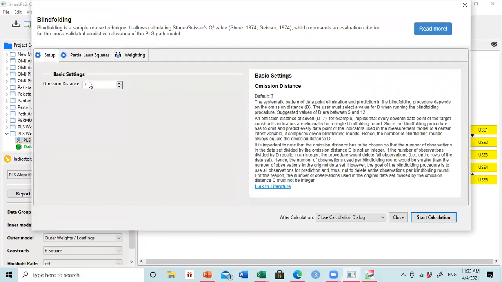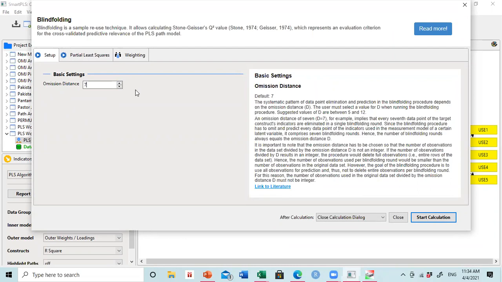The omission distance. Yeah, in the basic setting, you look at the omission distance. Let me see, 5 to 12. If you click, you can leave it. When you click, if you see red, don't use it because it cannot be used. You can only use an omission distance that is okay, in this color. You understand? The omission distance by default is 7. You just leave it at 7, please.